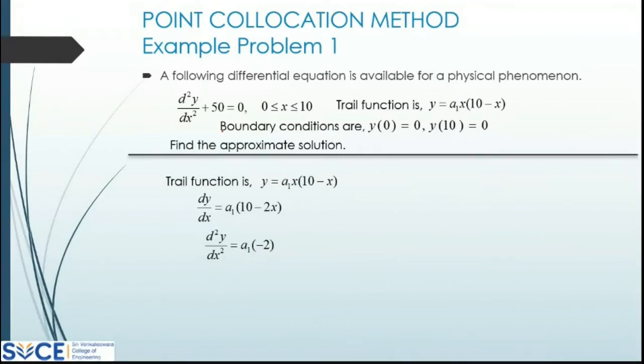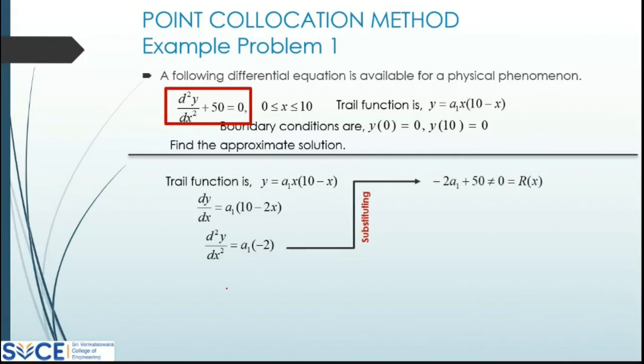Now substitute it in here. So what you'll get? Minus 2a1 plus 50. That is not equal to 0. This is my residual. So my residual R of x is minus 2a1 plus 50. My aim is to bring this to 0, so that we'll get an accurate solution.